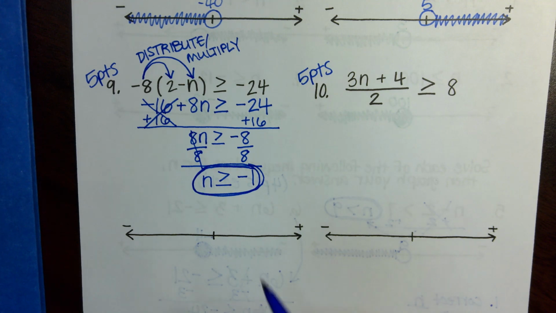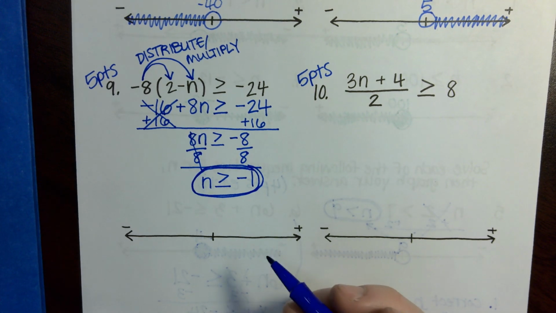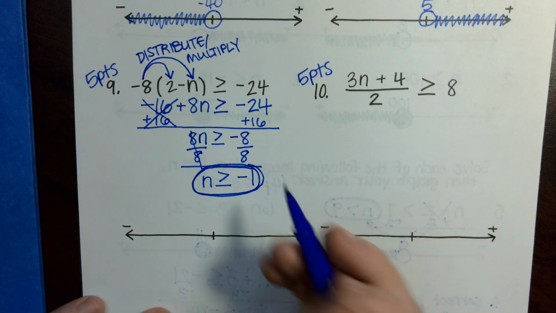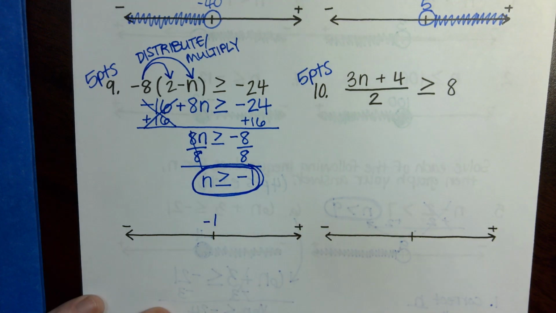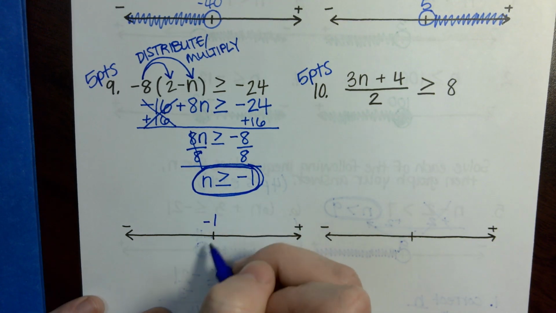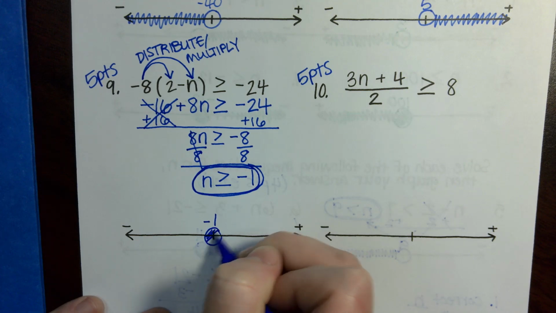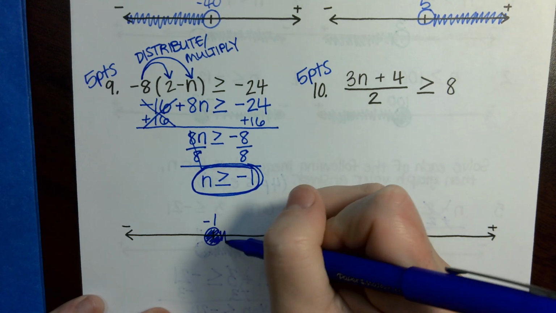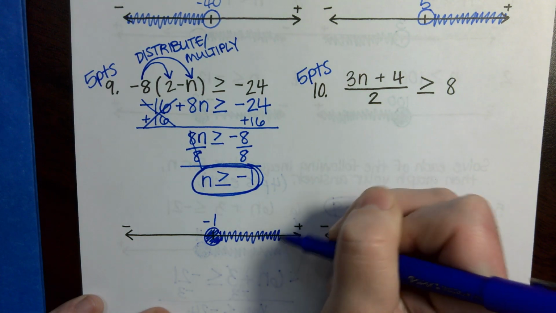All right. How do I graph this? Negative 1. Okay, negative 1. Good. Full circle. Yep. Shade my circle in to the right. To the right. That's it, guys. Good job.